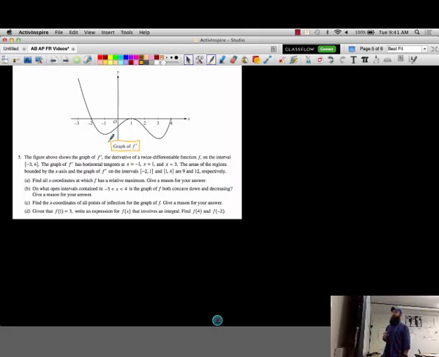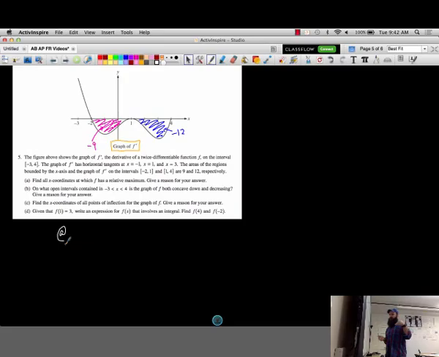The areas of the regions bounded by the x-axis and the graph of f prime on the intervals from -2 to 1 and 1 to 4 are 9 and 12 respectively. So this area, they say, is 9. Now keep in mind, it's actually below the x-axis, so if I were finding the area, it would be -9. And this area is 12, but it's also below the x-axis, so that would count as a negative area as well. All right, so part A says to find all x coordinates at which f has a relative maximum.